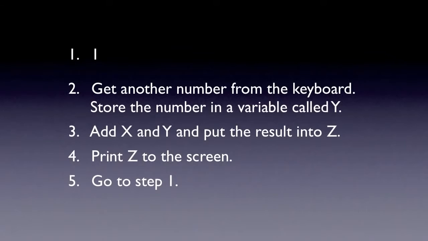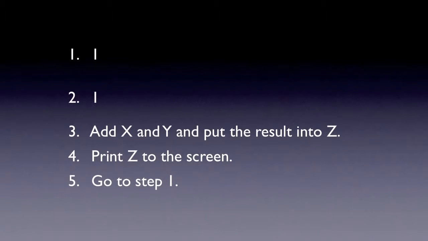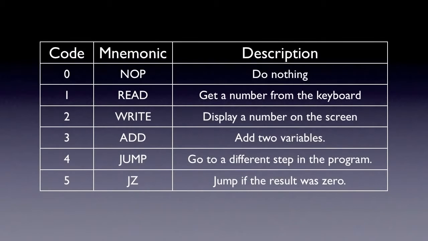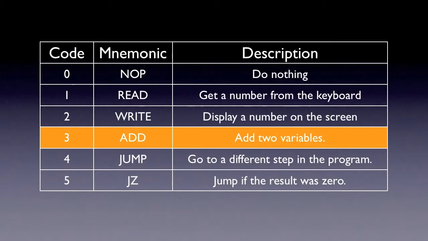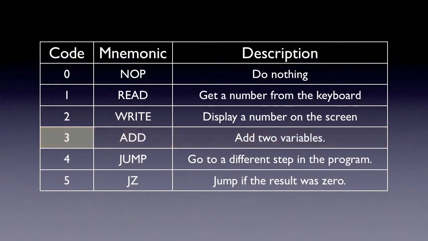Step 2 is much the same. The only difference is the variable. And now our program adds the 2 numbers. In our machine language, the add instruction handles this step. So we again record the code in our program.